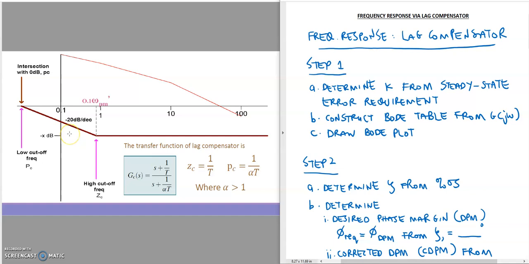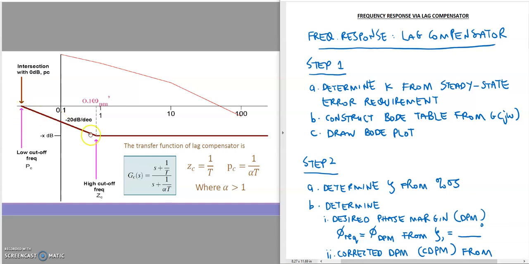This is the drawing of the lag compensator on the Bode plot of the magnitude part. This is the low cutoff frequency, which is equal to the pole compensator of the lag compensator, and this is the high cutoff frequency, which is equal to the zero compensator of the lag compensator. Between these two frequencies, low and high, we draw the negative 20 dB slope to determine this part.